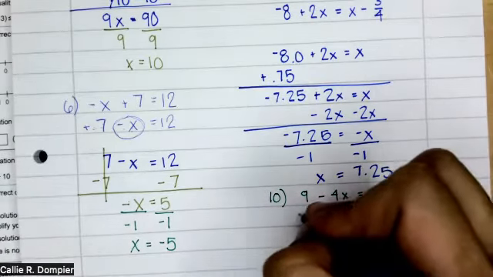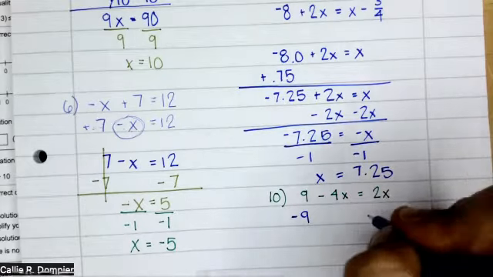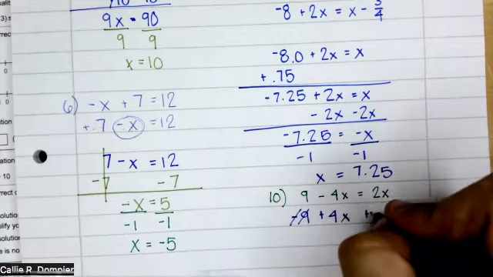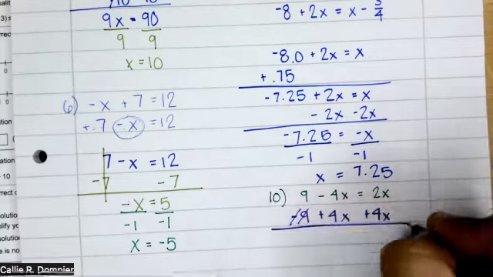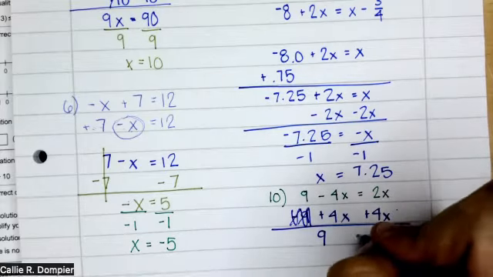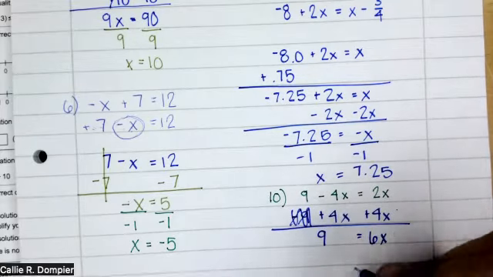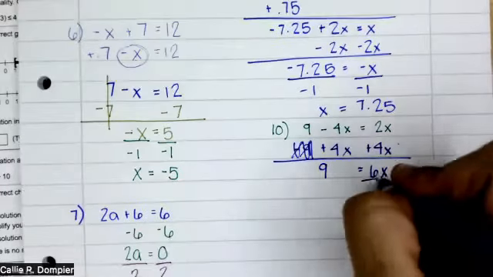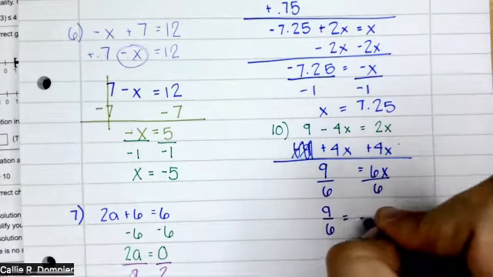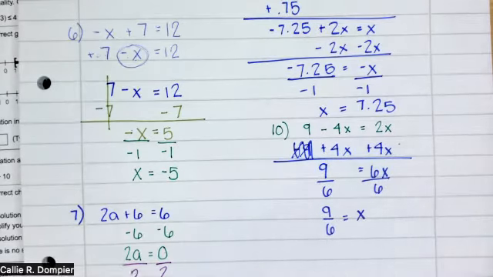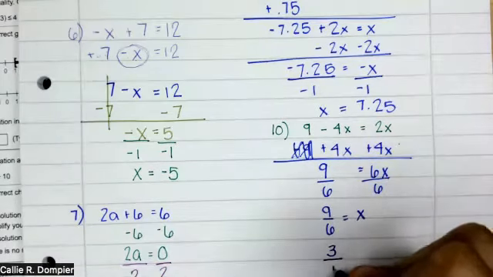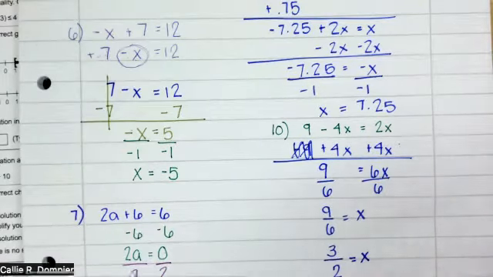Good. All right, we'll subtract 9. No, don't do that. There's only 9 on this side. Add 4x, add 4x. So we're just solving for x. So we keep the 9 because that was a mistake. Equals 6x. Divide by 6, divide by 6. 9/6 equals x. Or you can divide 9 by 3 and you get 3. You can divide 6 by 3 and you get 2. So 3/2 equals x.